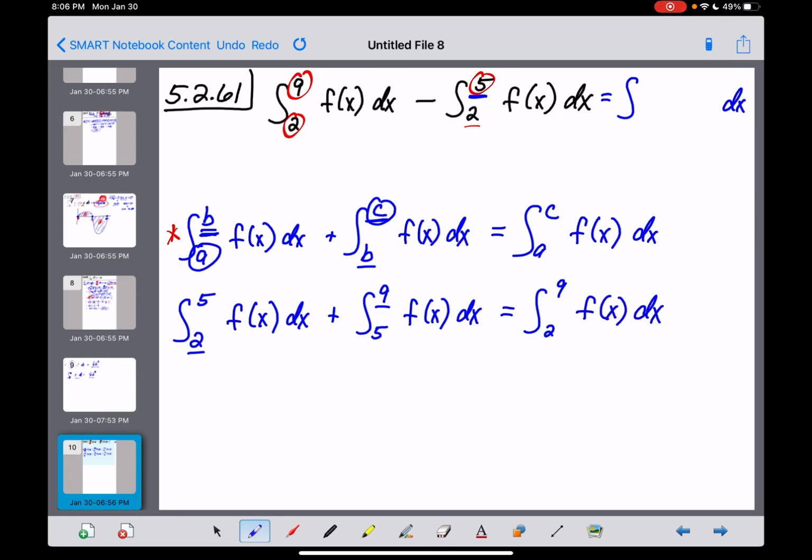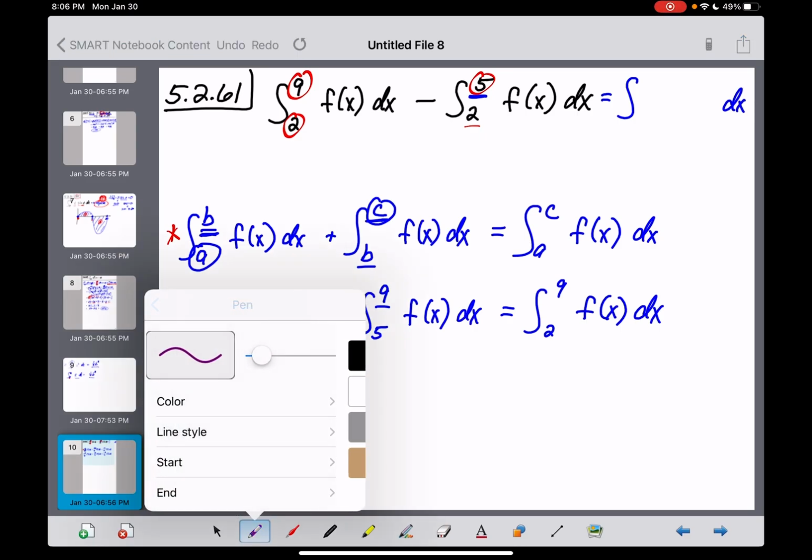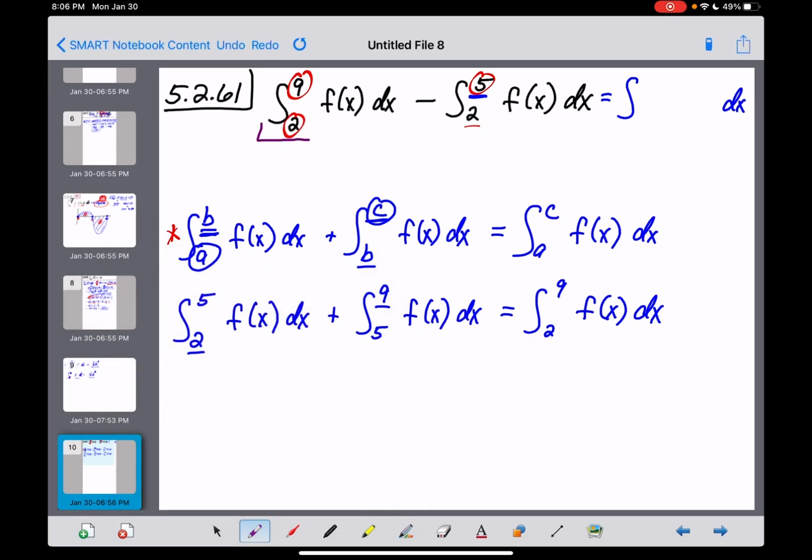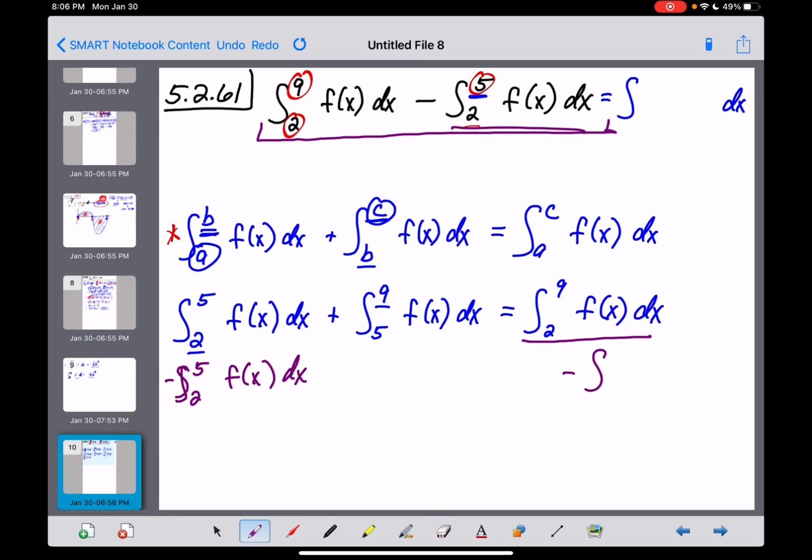Now, take a look at the expression that they gave us, everybody. They've got the integral from 2 to 9 minus the integral from 2 to 5. So here's the integral from 2 to 9, but they're now subtracting this integral right here. So I'm going to subtract the integral from 2 to 5 of f of x dx from both sides of this equation. So that term cancels with that term, and where are we now?